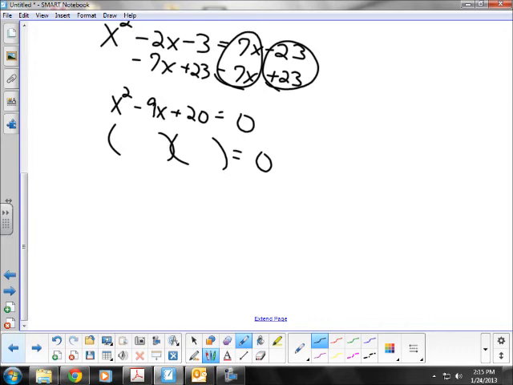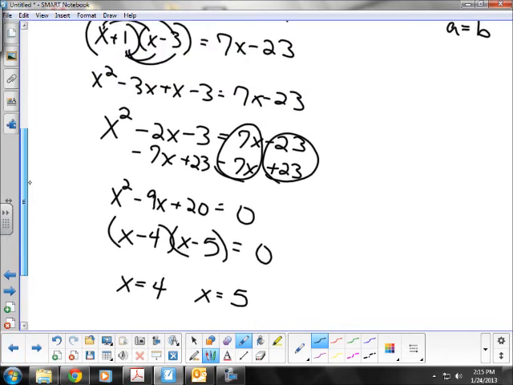For it to be positive 20, they both got to be negative, or they both got to be positive? Negative 4 and negative 5. So x equals 4 and x equals 5 are my two solutions from the process. Now what do I have to do? Double check back in the original equation.